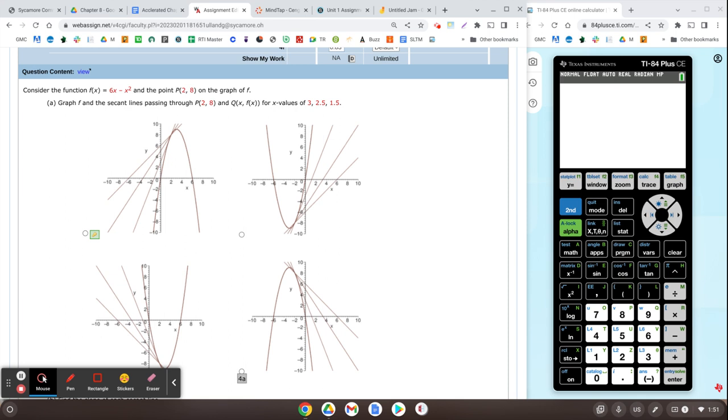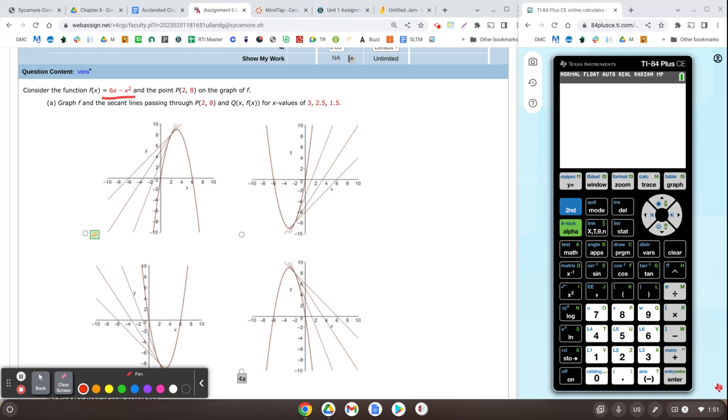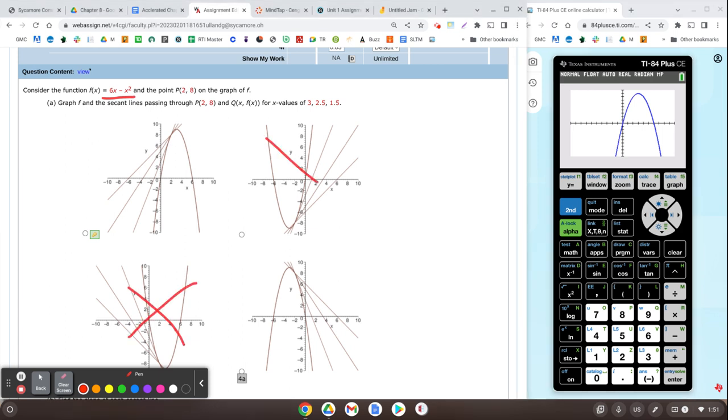First, it says graph this thing. So let's just do that, okay? Y equals, there it is. Let's graph it. So then we have to identify which one is it. Well, it's not these two because those are in the wrong orientation. This one's in the wrong quadrant, so it must be that one, okay?